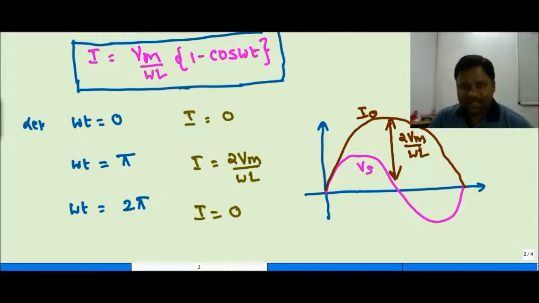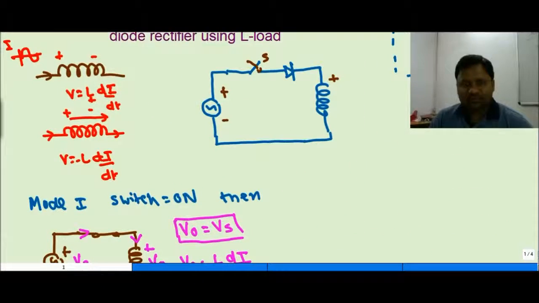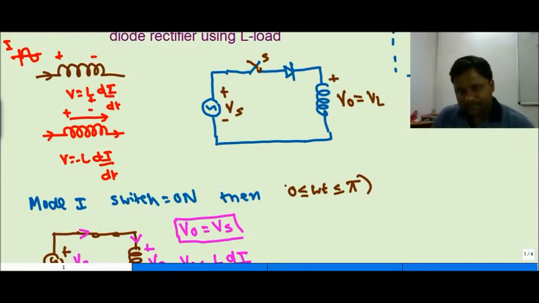So we have understood that in a pure inductor feeding through the diode, the output voltage is basically, when the switch is on and the diode conducts, the voltage across the inductor equal to the source voltage Vs. This is the load voltage V naught, or we can say VL, and the inductor stores the energy during mode 1. So mode 1 is from 0 to omega t equals pi, which we have seen.